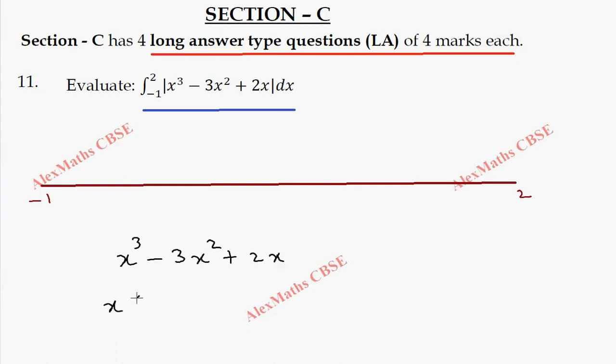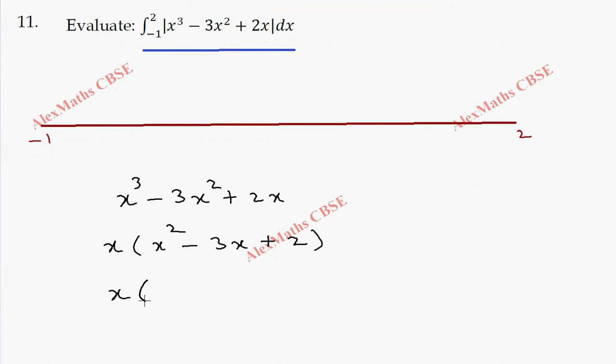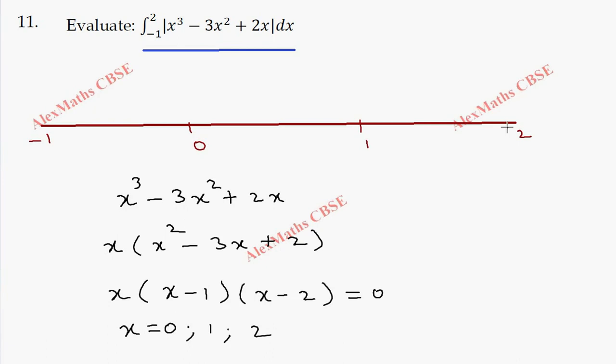We can take x common. Now it is x square minus 3x plus 2, and factorizing this quadratic we get x into x minus 1 into x minus 2. When we equate this to 0, by equating individual terms to 0, we get x is 0, 1 and 2. And we have to plot these values on the number line from minus 1 to 2. So already minus 1 is here, so 0 will come somewhere here, 1 will come here, and 2 is already at the end of the number line.